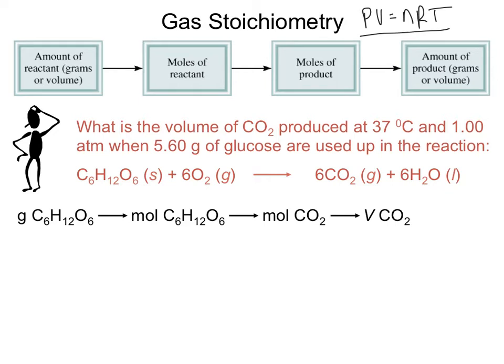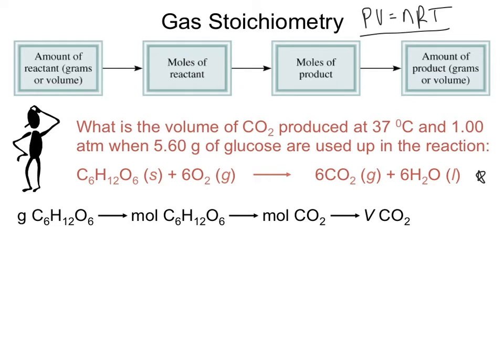Let's go ahead and look at a practice problem. It says, what is the volume of CO2 that is produced at 37 degrees C and 1 atm when 5.60 grams of glucose are used up in the reaction? Now, we've been provided a balanced equation, but as usual, if you were not given a balanced equation, you need to write one and make sure that it's balanced and that you've properly written out all of your coefficients and things of that sort. So before we get started with this problem, let's look at how we know this is going to be a gas stoichiometry problem.